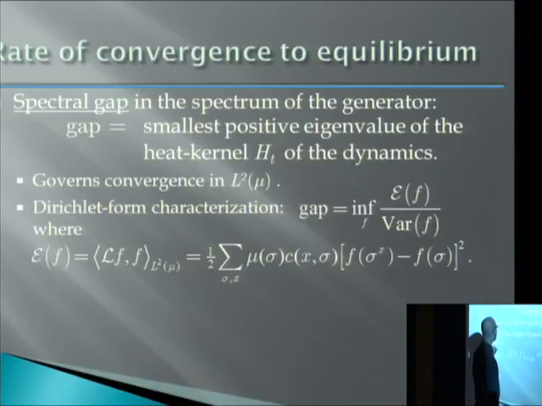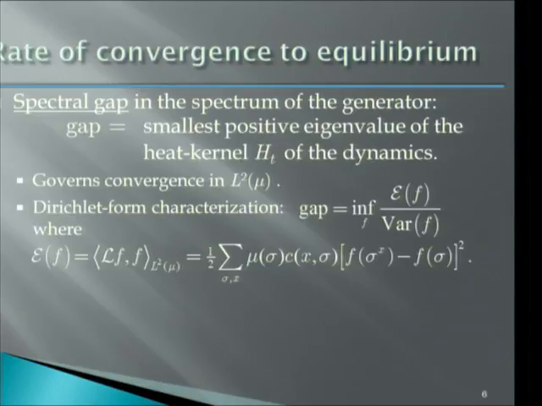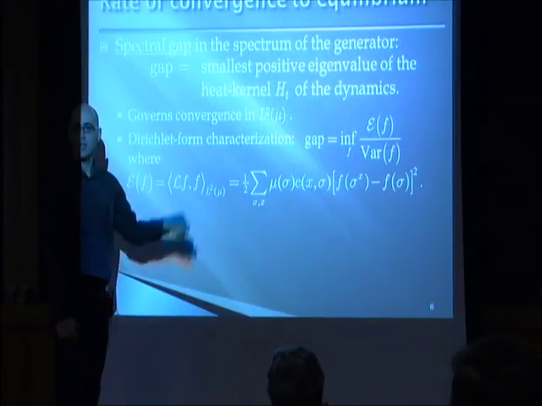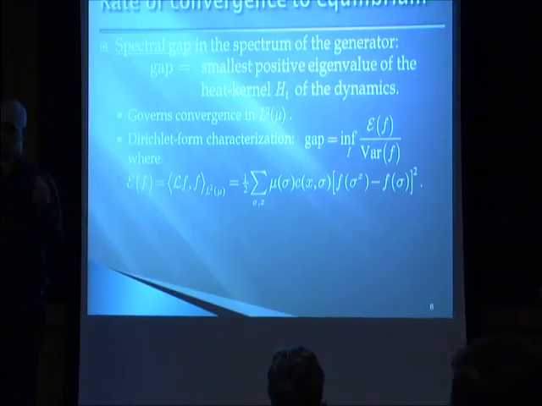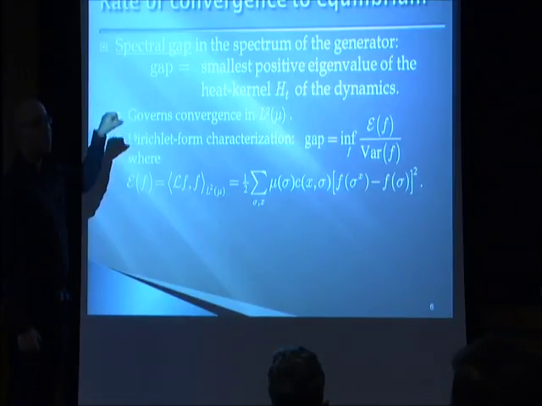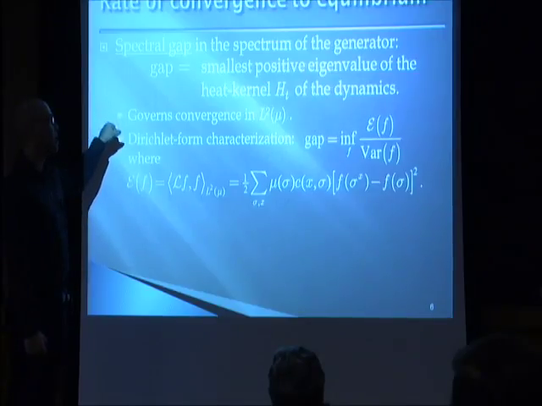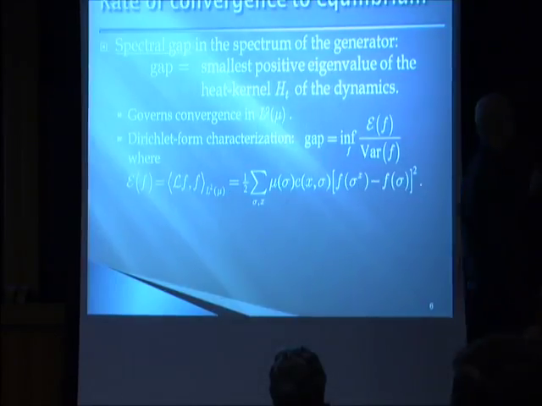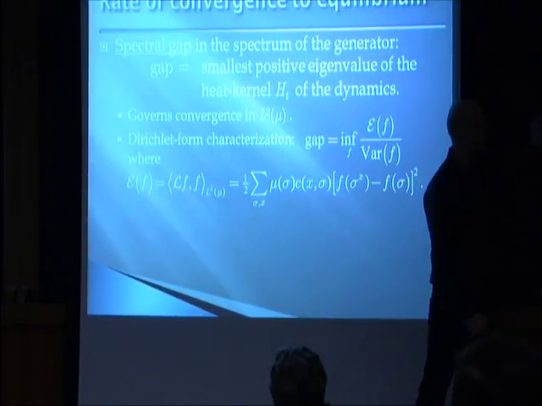And this quantity governs the convergence in L2 of mu, the stationary distribution. By this I mean the L2 difference, starting at time t from some state x0, is essentially the sum over all the eigenvalues except the trivial one of the eigenfunction of that eigenvalue at that initial state times the corresponding eigenvalue. Just because of the lighting, I won't bother to write it again on the board.